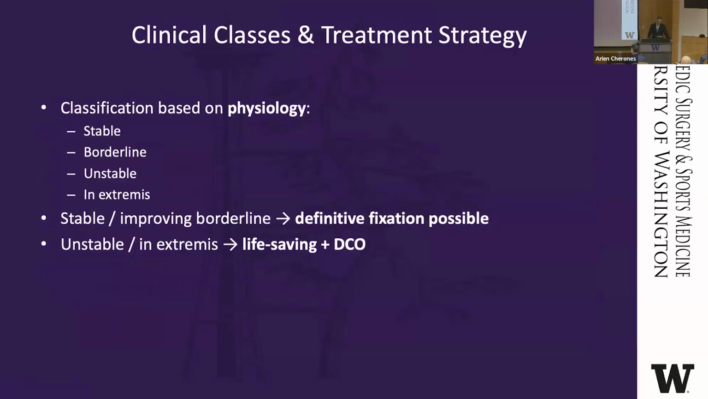So clinically, what this means, and basing it on our treatment strategy, is you can categorize patients into 4 base categories. Are they stable? Are they borderline, unstable, or in extremis? Stable, and if they're improving borderline, then you can consider definitive fixation. But if they're unstable and in extremis, then you want to start implementing measures such as damage control orthopedics. And again, that's guided by their physiologic derangement at the time of their initial trauma.